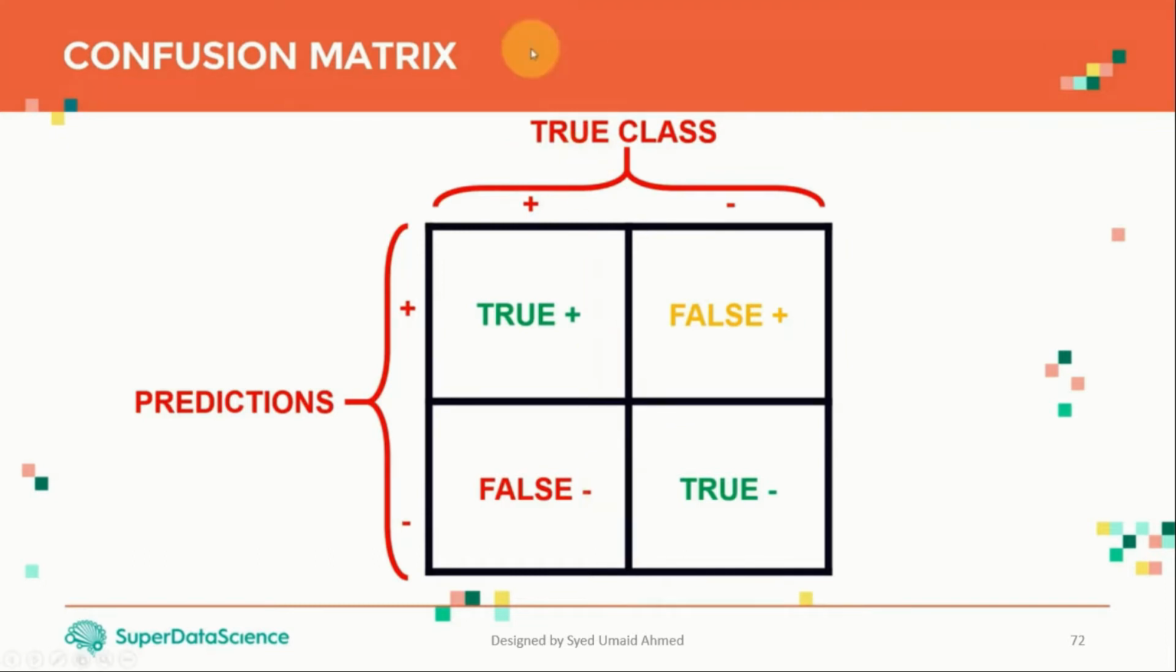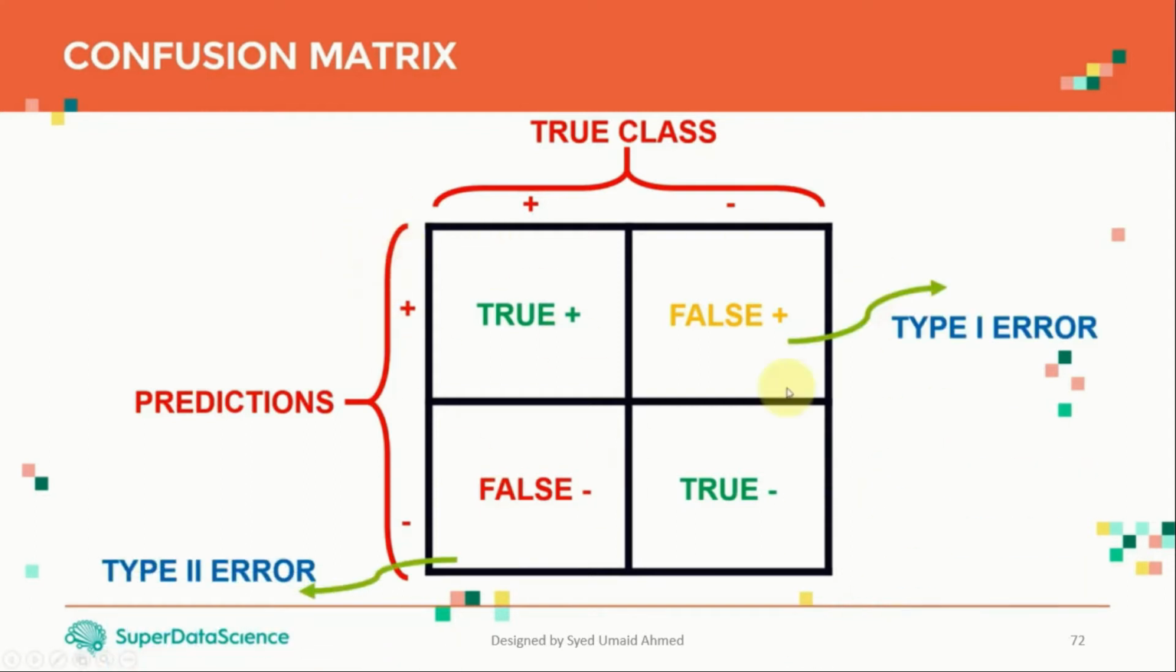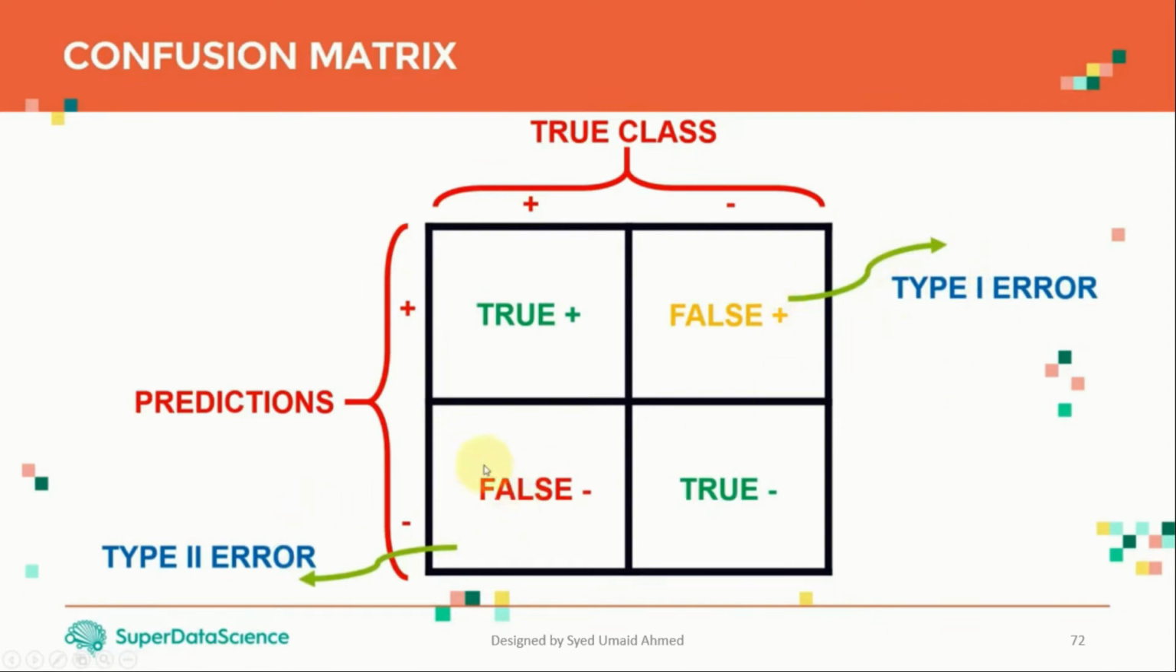However, in reality, the true class was actually positive. And that's a huge issue because now the patient is in danger. He is not receiving any medication to stop the cancer or to stop the progression of cancer. So that's why we call this type 1 error and we call this type 2 error. And it's a huge issue, type 2 error.